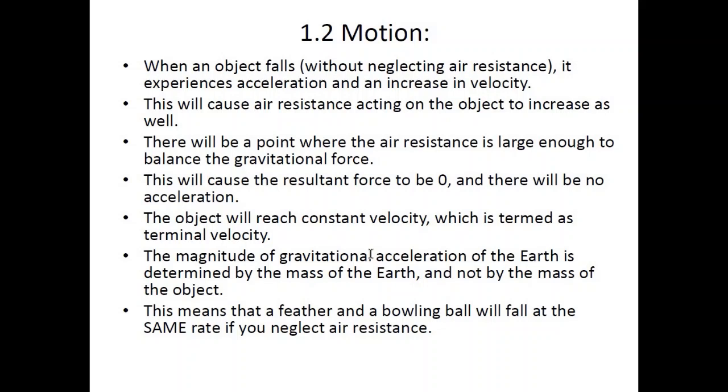The magnitude of gravitational acceleration is determined by the mass of the earth and not by the mass of the object, which means even if you drop a feather and a bowling ball in a vacuum, they both would cover the same distance in the same given time, if and only if you neglect air resistance, or you use a vacuum pump to create a vacuum, a tube where there is no air at all. If you're considering air resistance, then obviously an object with lighter mass is going to experience greater air resistance.